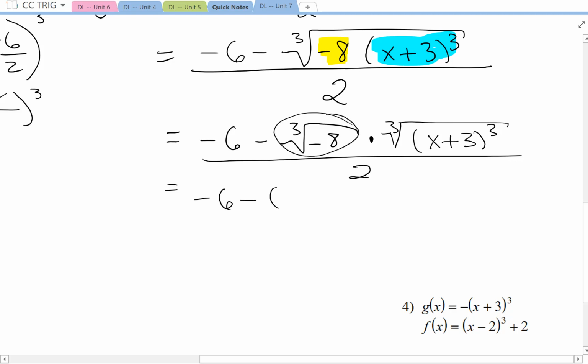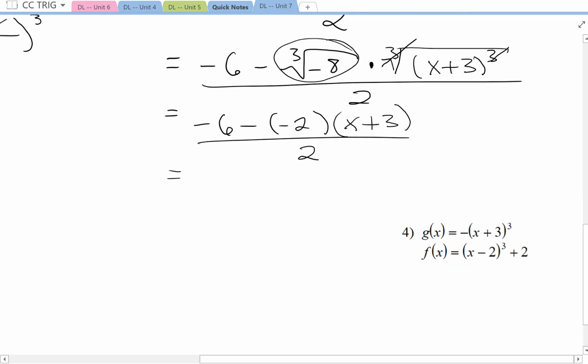Continue, you have negative 6 minus, what is the cube root of negative 8? That is negative 2. And that's being multiplied by the cube root of x plus 3 cubed. So cube root and a quantity being cubed, that cancels. Everything is being multiplied by x plus 3. Okay. As we continue to simplify, negative 6, I'm going to write this as a positive 2 and then distribute that.